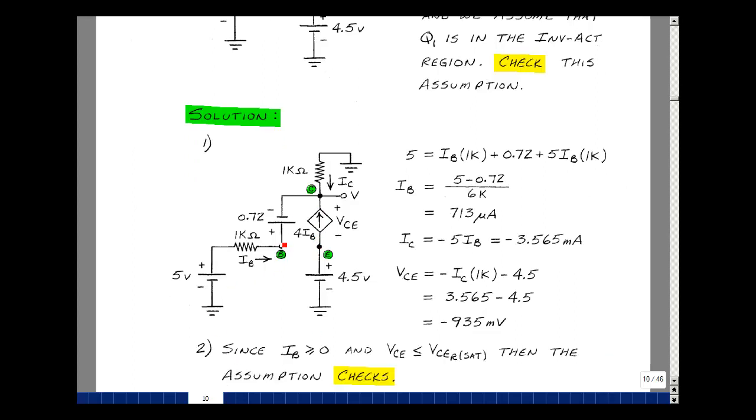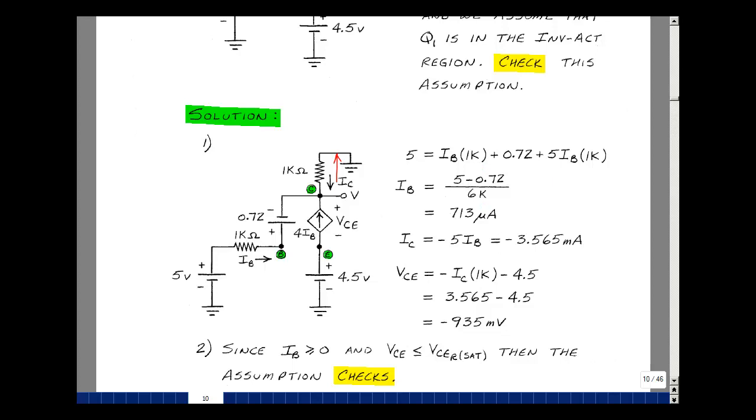Let's go around the loop this way. The rise in voltage is 5. The drop is equal to IB times 1K plus 0.72. And then the current in this resistor going in this direction is going to be I sub B plus 4 I sub B, 5 I sub B, times 1K. So I sub B is 5 volts minus 0.72 over here, divided by 5K and 1K, so 6K. That gives me 713 microamps.